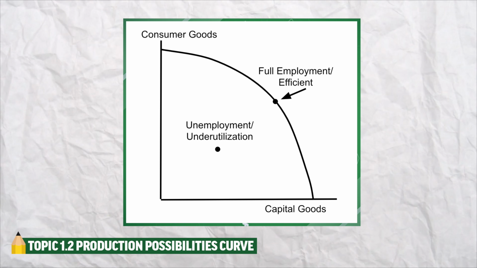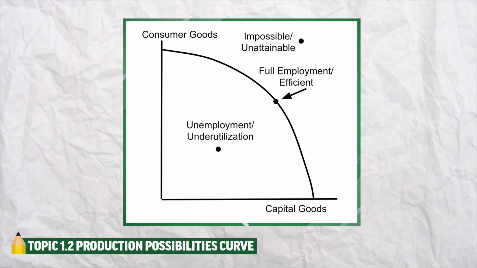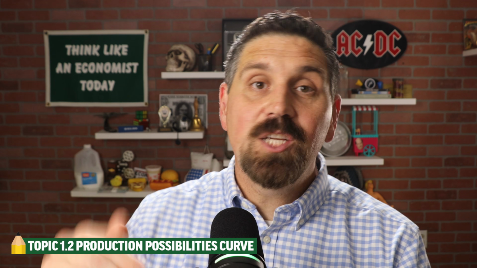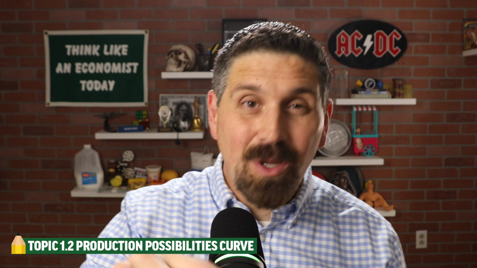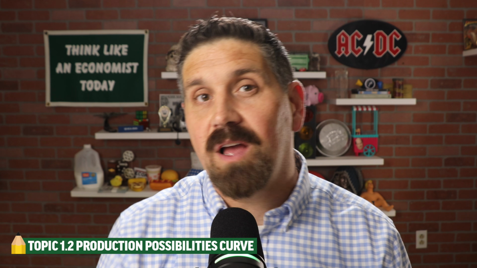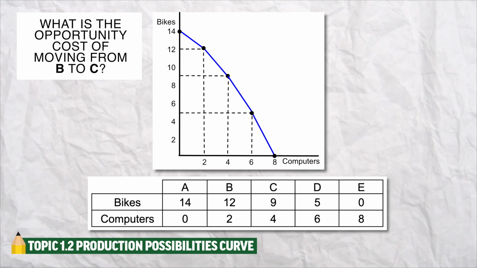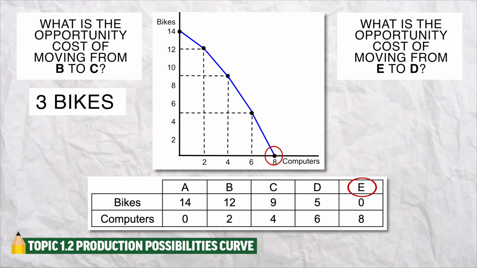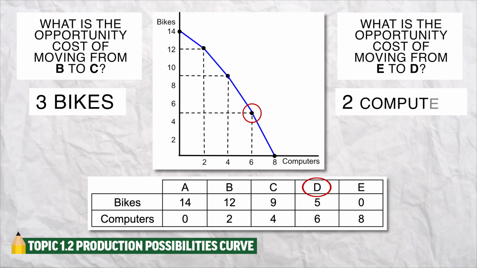Any point on the curve is efficient, and any point outside the curve is impossible or unattainable because we don't have enough resources. Second, your teacher will ask you to use the PPC to calculate the opportunity cost of moving to different combinations. For example, the opportunity cost of moving from combination B to combination C is 3 bikes, and the opportunity cost of moving from combination E to combination D is 2 computers.